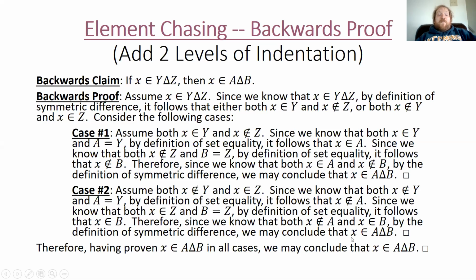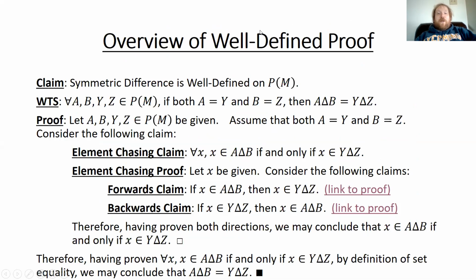We end the cases by saying, therefore, having proven x is in A symmetric difference B in all cases, we may conclude that x is a member of A symmetric difference B. And we've done the backwards claim: assuming x is a member of Y symmetric difference Z, and proving that x is a member of A symmetric difference B. So this is the overall structure of the proof.